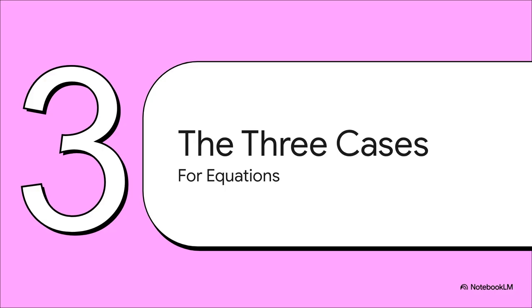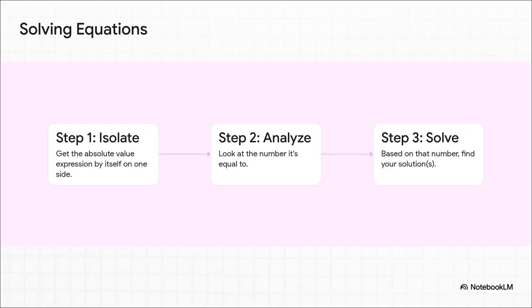So, how does this whole distance idea actually help us solve problems? Well, let's put it to the test. We'll start with some basic equations, and then we'll get into the really tricky stuff, inequalities. Here's the game plan, and it works every single time. First, you've got to get the absolute value part all by itself on one side. Then, you just look at the number it's equal to. That number is the key.